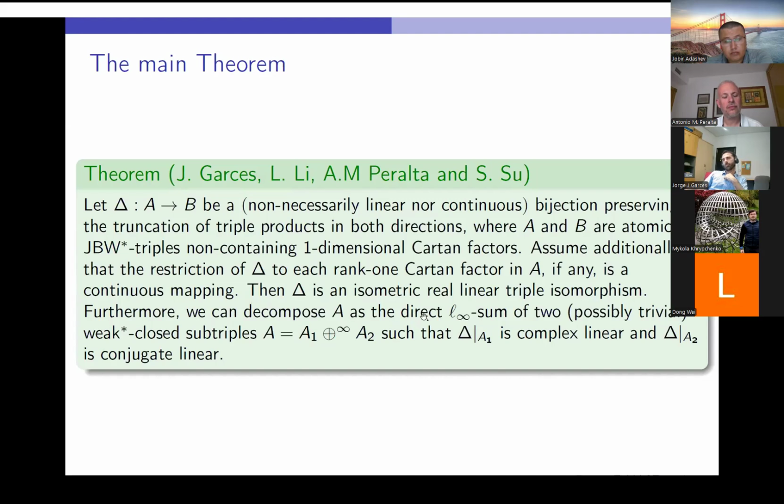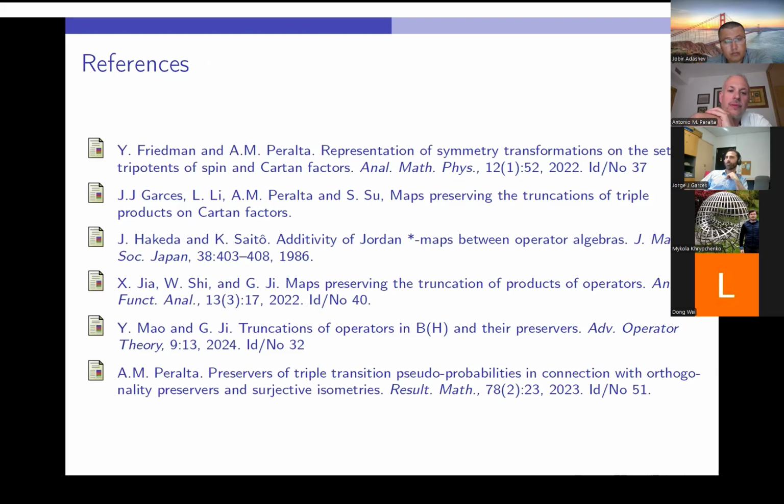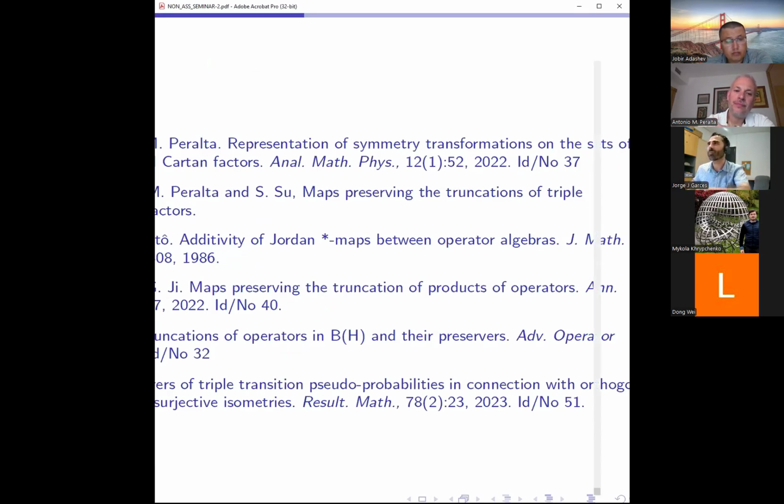Something more can be said, because we can separate, of course, summands where delta is linear and where delta is conjugate linear, and say that you can split A in two parts, where delta acts as a complex linear map and another part where it acts as a conjugate linear map. But in general, we say that delta is an isometric real linear triple isomorphism. That's the main result. Here are some selected references, and that's all. Thank you very much for your attention.